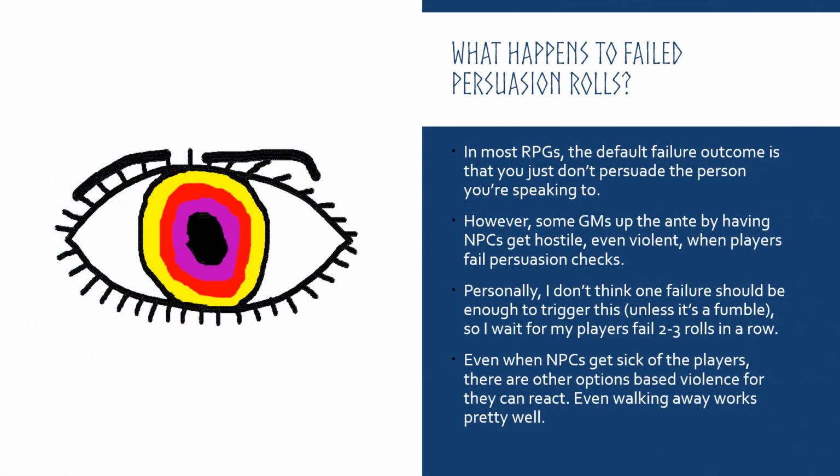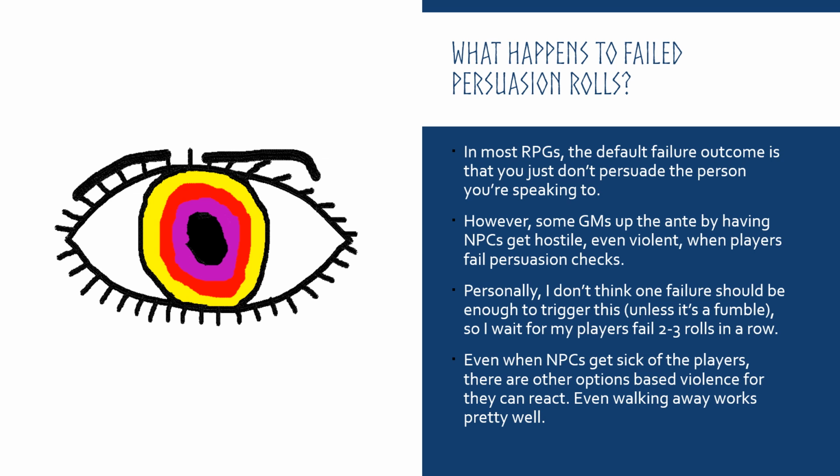But while a lot of discourse around persuasion checks revolves around what happens when they succeed, there are just as many issues around what happens when they fail. On some level, failing a skill check in most RPGs just means whatever you're trying to do doesn't happen. You're trying to climb the wall, but you failed, so you don't climb the wall. But some GMs handle things a bit differently.